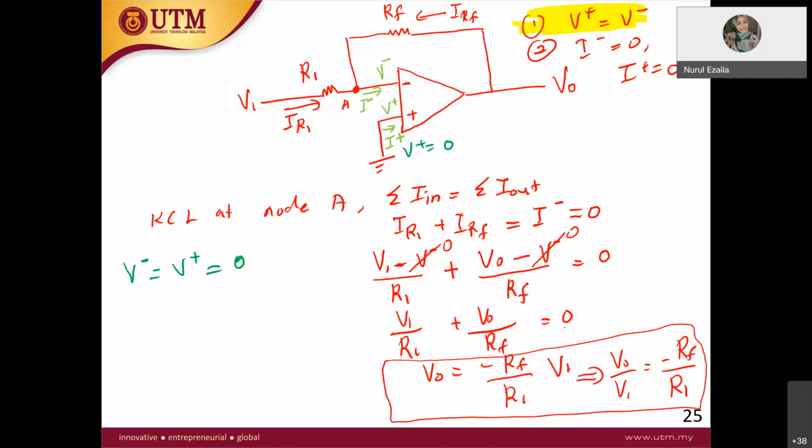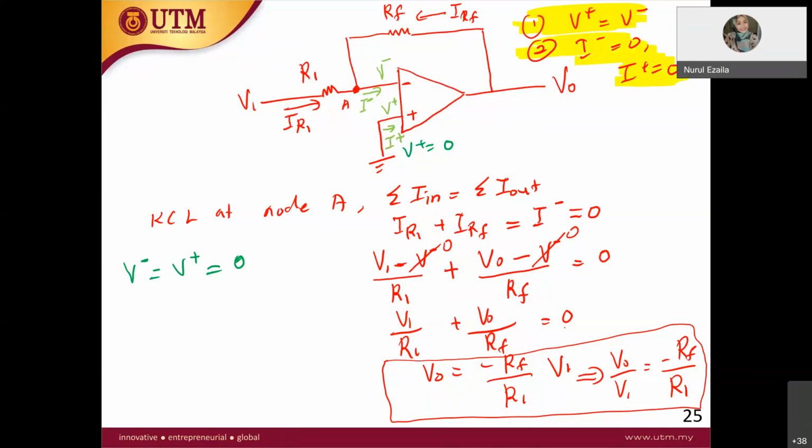You can memorize, but no, don't memorize, because in the final exam there will be more resistors involved. Therefore, you derive it. The key to derive for op amp is just these two things: apply KCL to the nodes, and also apply these two assumptions.